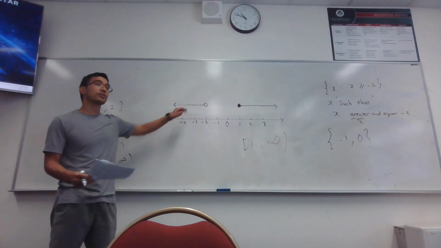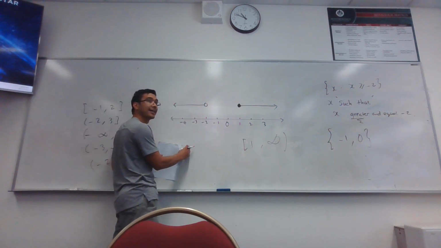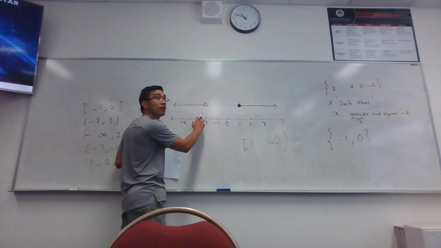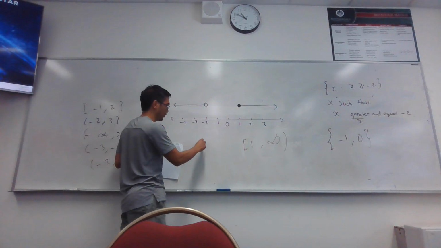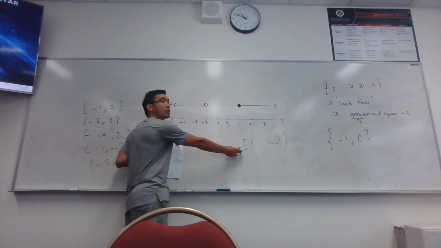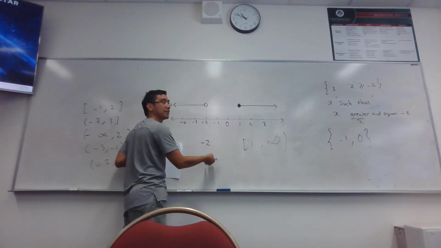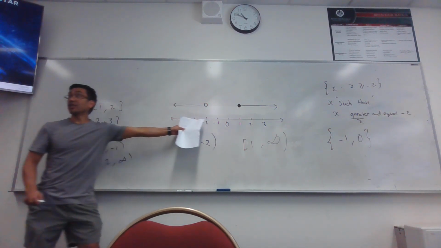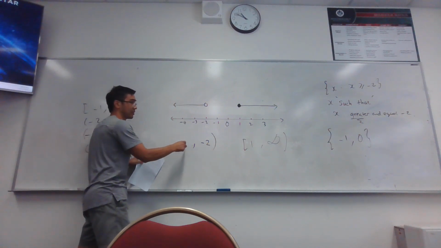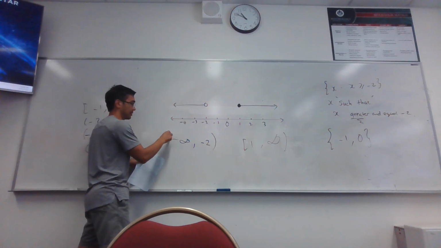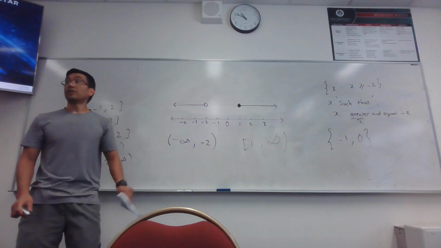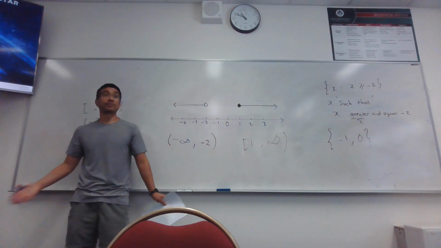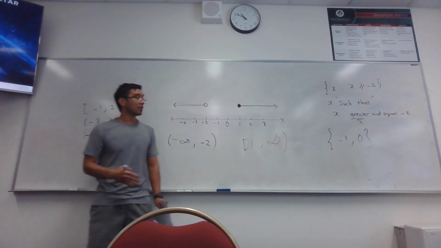Someone else? Maya, what do you think? How do we do this one? Open or close? A round bracket. So we want -2, and comma. Am I going to have a square or a curve? Curve, it's open. I want to go into infinity, so negative infinity. And then an open square bracket.